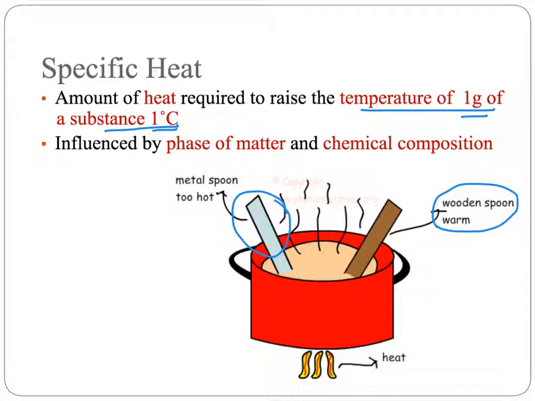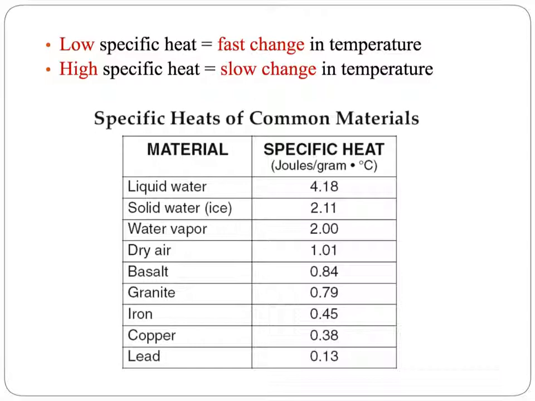The specific heat is influenced by the phase that the substance is in. What phase of matter it is, a solid or a liquid or a gas. And of course the chemical composition of different substances will have different specific heats. In general, a low specific heat means that there will be a fast change in the temperature.